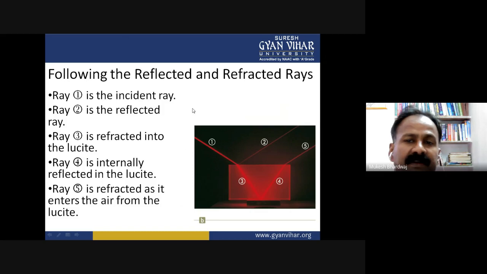Following the reflected and refracted rays, this is a pictorial representation to demonstrate which one is the reflected and which one is the refracted. Ray 1 is the incident ray, ray 2 is the reflected ray, ray 3 is the refracted ray into the lucite, ray 4 is the internally reflected ray in the lucite, and ray 5 is the refracted ray as it enters the air from the lucite.